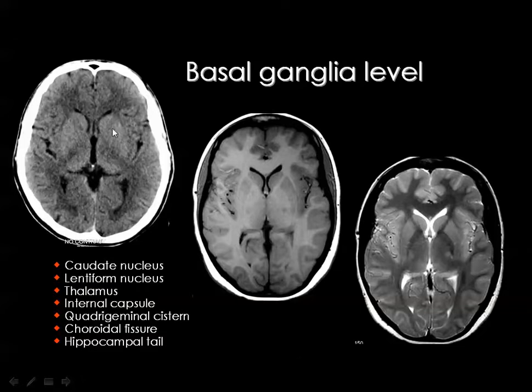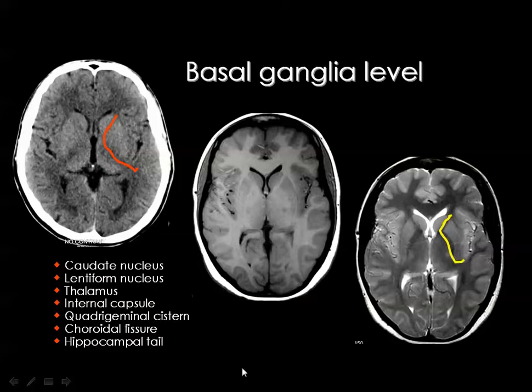Then between the caudate, lentiform, and the thalamus, there is a very important structure which is known as the internal capsule. And this internal capsule can be easily identified by MRI T1 and T2 weighted image running between the head of the caudate nucleus, the lentiform nucleus, and the thalamus. It has an anterior limb, a genu, and the posterior limb.